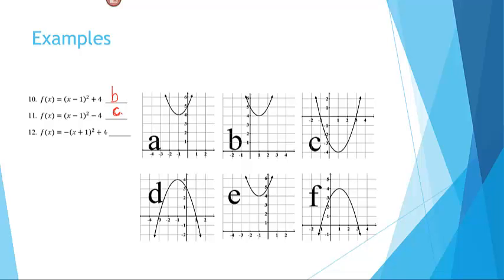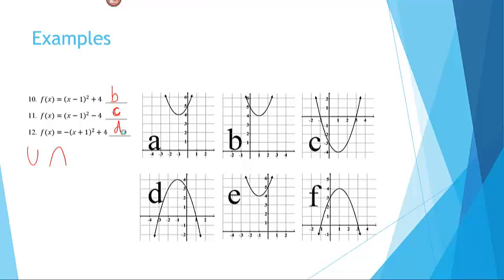Alright. So now, number 12, we have a negative sign. So instead of an upward horseshoe, we'll have a downward horseshoe. Left 1, because of the positive 1. And up 4. So, left 1, up 4, down a horseshoe. It's not A. Not B, not C. Let's try D. Left 1, up 4, down a horseshoe. Okay, D.